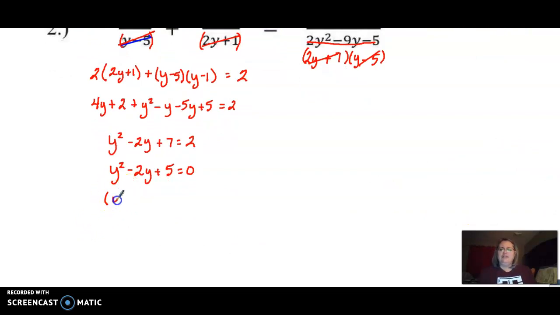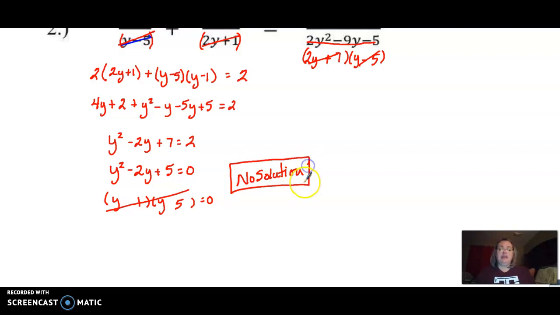Now, we try to factor that. We'll do y and y. The only factors I have of 5 are 1 and 5, but 1 and 5 will either give me a 6 or a 4. So this does not factor, so there is no solution. Now, I've done a couple of them that have no solutions for you, but keep in mind, we don't have a whole lot that have no solutions, so you want to be careful with that, okay?